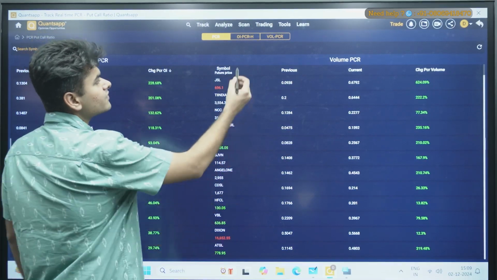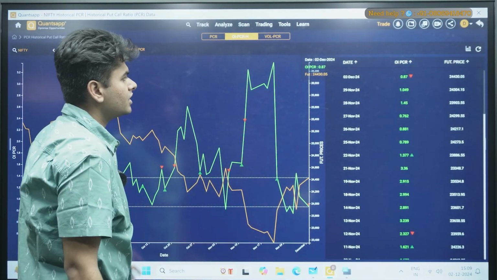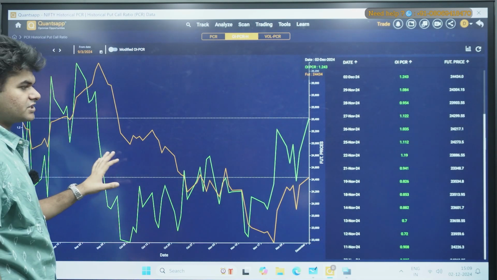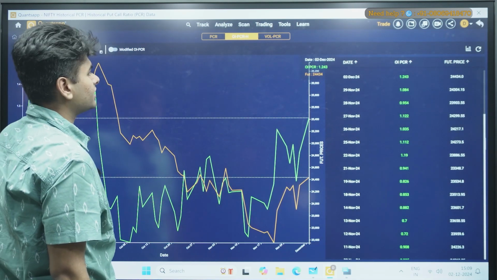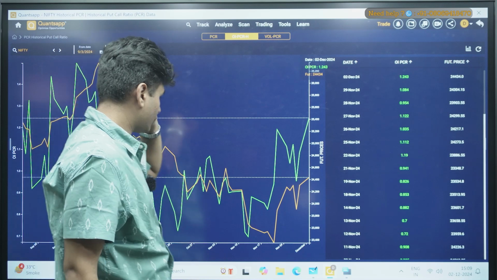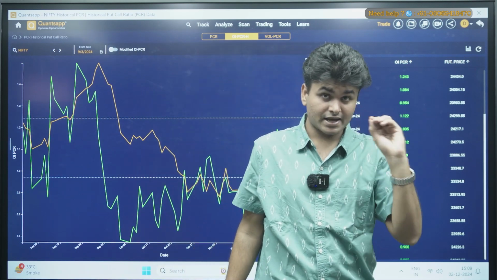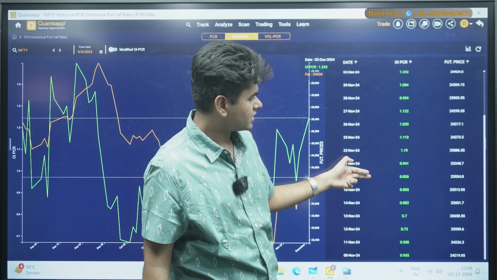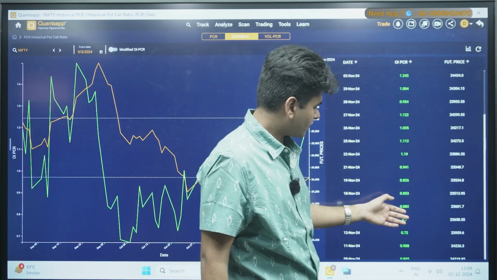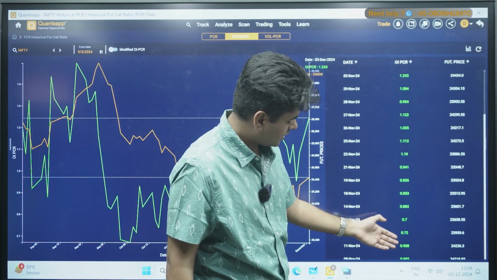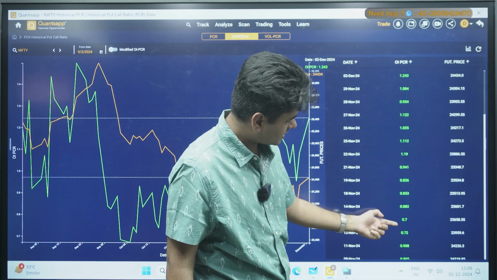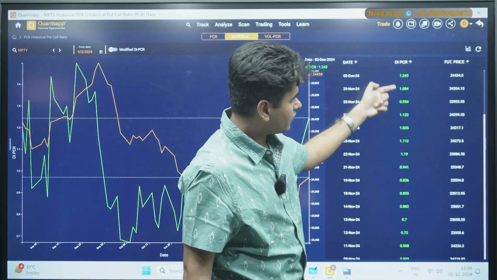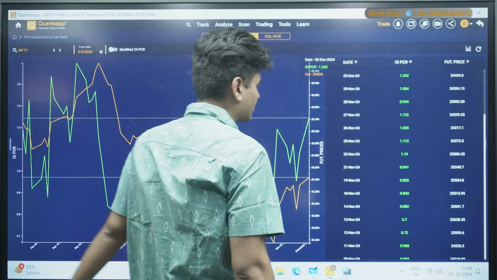Now if we go specifically to OI PCR historical, you can see there's a modified button. If I just close it, this is a simple normal PCR. We are seeing Nifty's data. As we were discussing, let's suppose we take data from this point. You can see the PCR is gradually increasing from this point, and with the PCR you can see the price is also increasing.